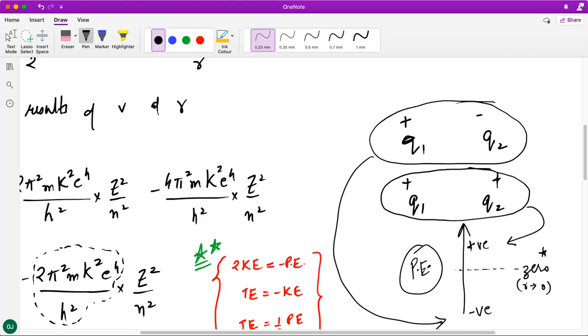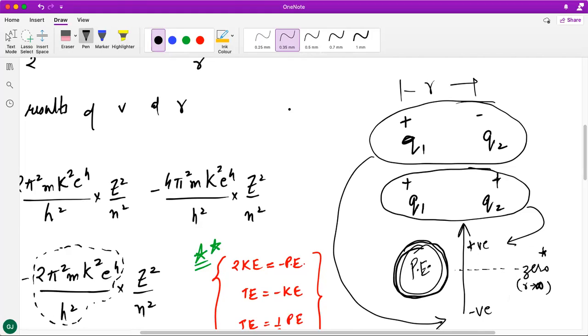When r, that is the distance between them, approaches infinity, that is, the charges are far, far away from each other, the potential energy is to be zero. Okay, this is by convention. This is what we have decided. Potential energies are based on conventions.